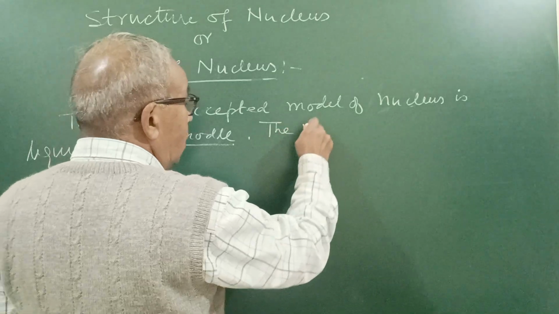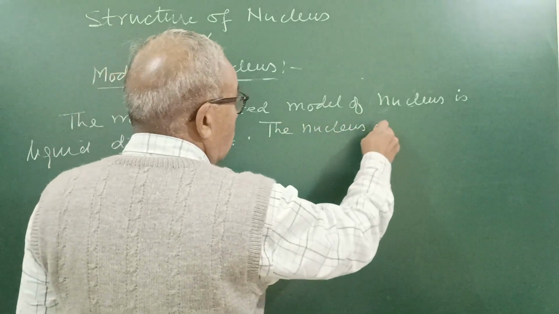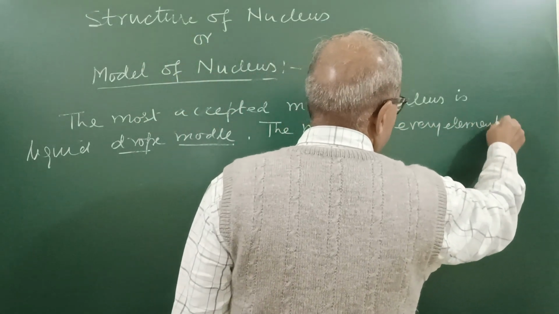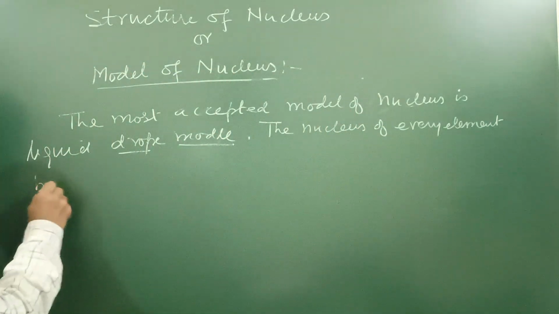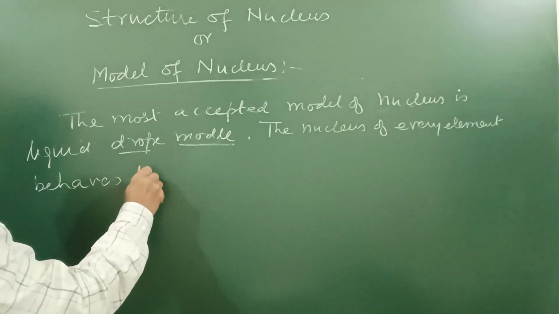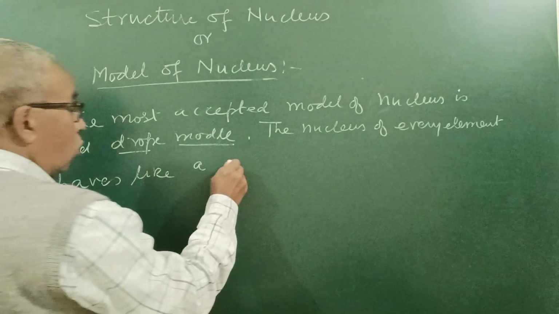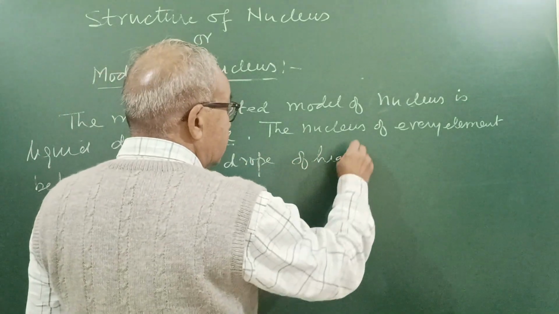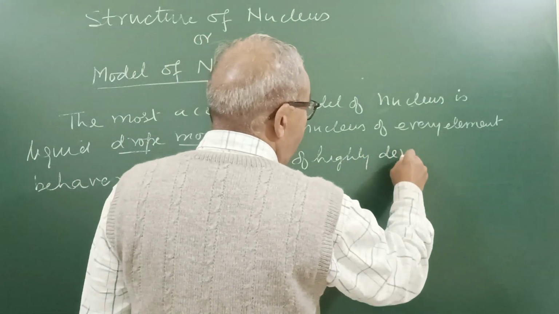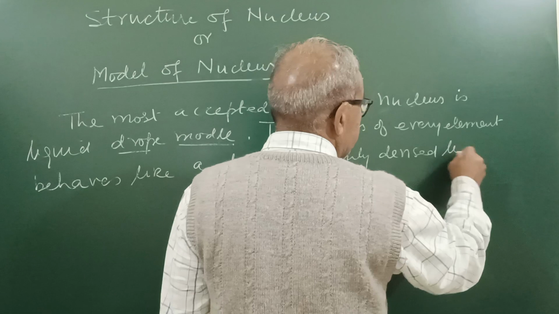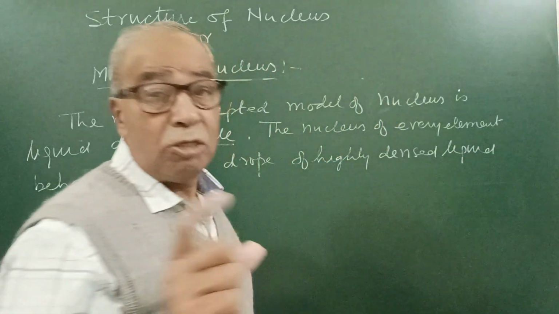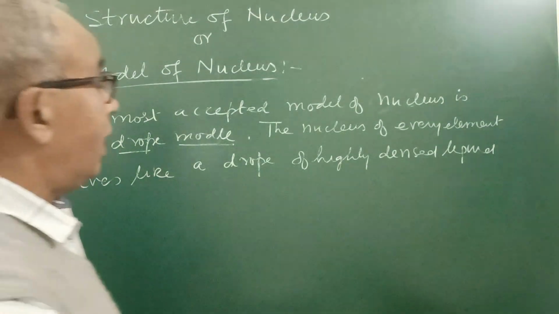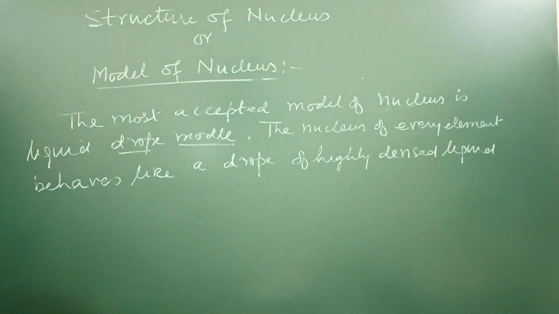The nucleus of every element behaves like a drop of highly dense liquid. Drop means sphere. So this is one model. Now what does this model say? Behave like a drop of highly dense liquid.